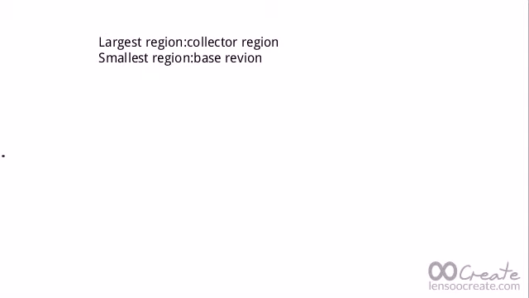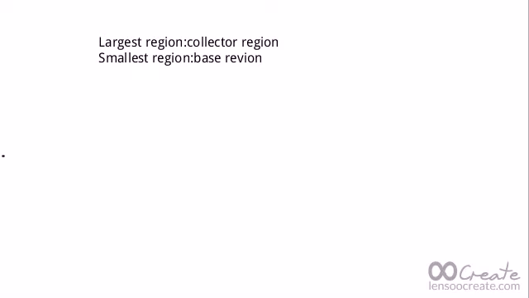Collector region is large because it is where the electrons are collected. Electrons come from the emitter, pass through the base and then they are collected at the collector region. And your base region is smallest because recombination takes place in the base region.